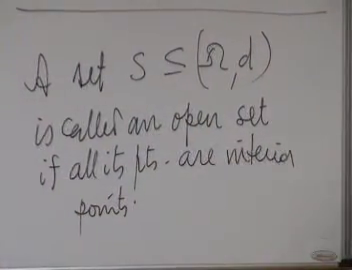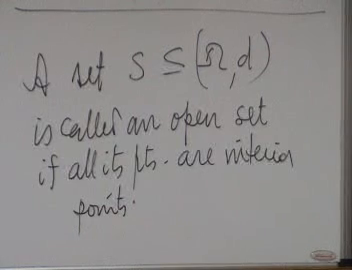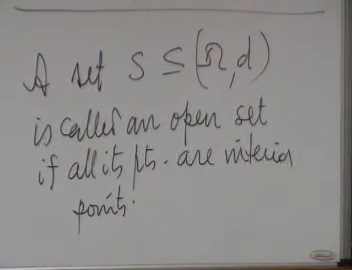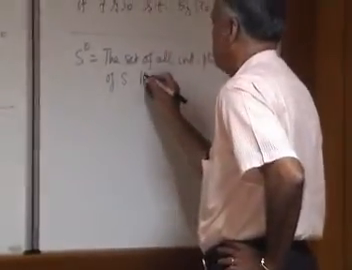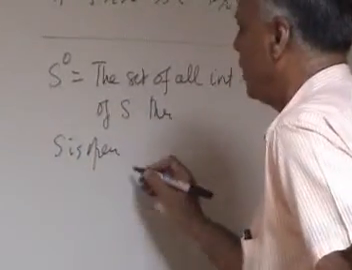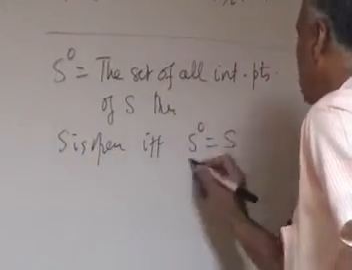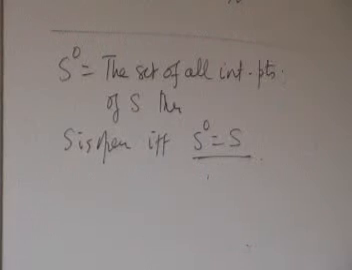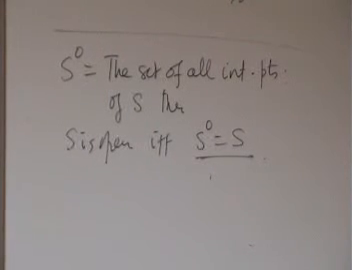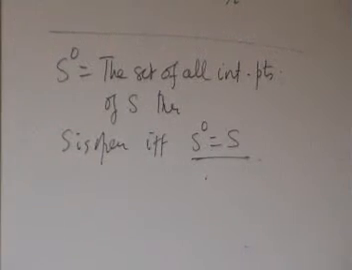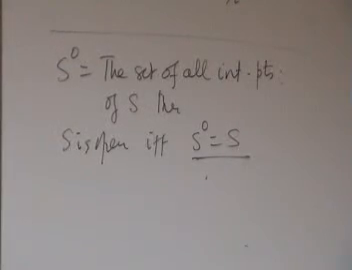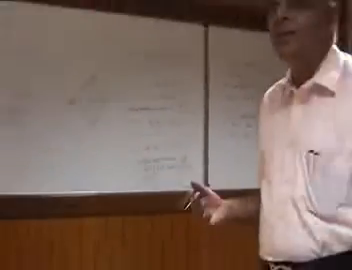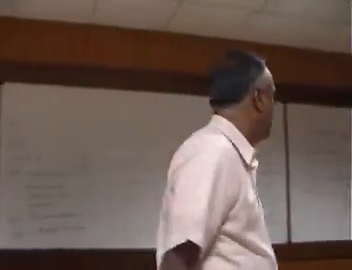So therefore, if you denote by S0 the set of all interior points of S, then S is open means what? S0 must be equal to S; all the points must be interior points. Nothing other than interior points are there. Then we say it's open. Otherwise, in general, S0 will be a subset of S. It will be either equal to S or a subset of S. If it is equal to S, then it is called an open set.